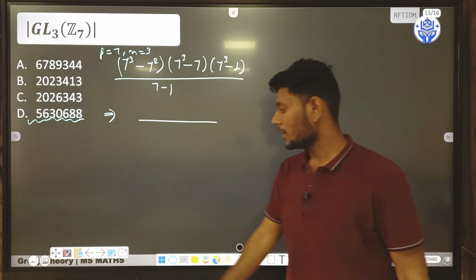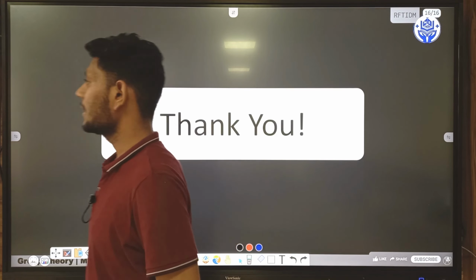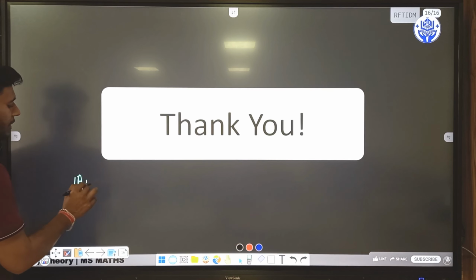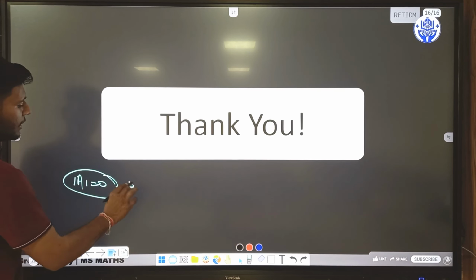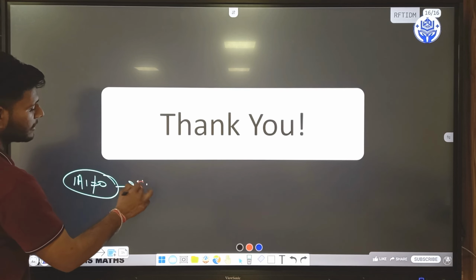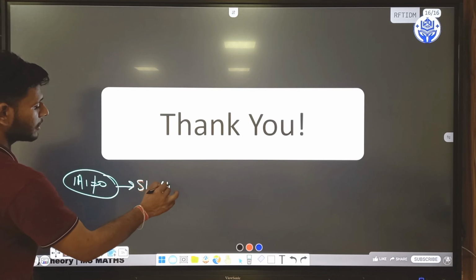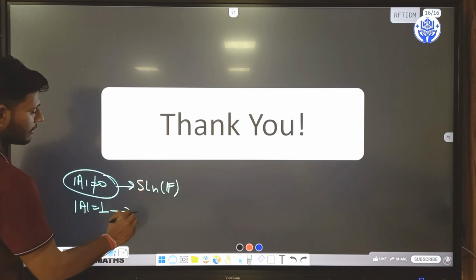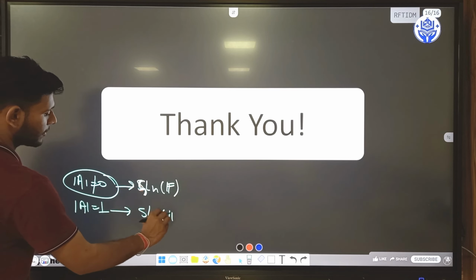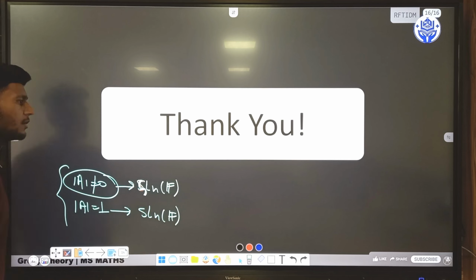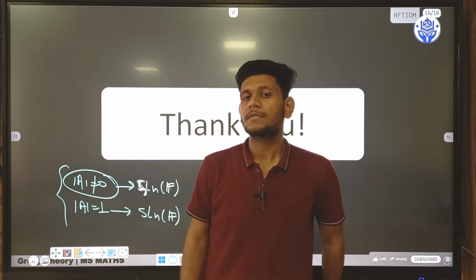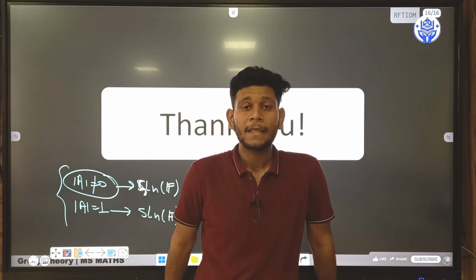So this is how we can find the order. If the determinant of a matrix is not equal to 0, then we define this as the general linear set, and if the determinant is equal to 1, then this is the special linear set. These are two properties of the sets, and both are groups themselves, which we'll discuss in the next video.